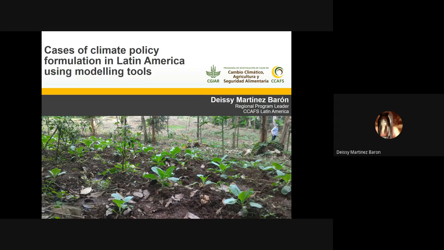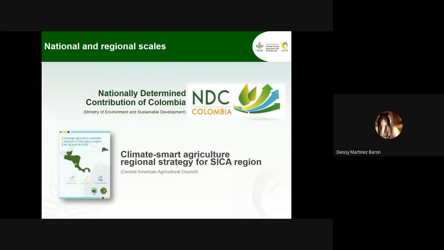So as I mentioned, I'm going to present very briefly two cases in Latin America of how modeling tools have been used in national and regional policy formulation processes. The first one I'm going to talk about is the nationally determined contribution of Colombia. This was a process led by the Ministry of Environment and Sustainable Development, and we had some technical support there. The second one is the Climate Smart Agriculture Regional Strategy for the SICA region. This was led by the Central American Agricultural Council. The SICA region gathers 8 countries in Central America, including Dominican Republic.